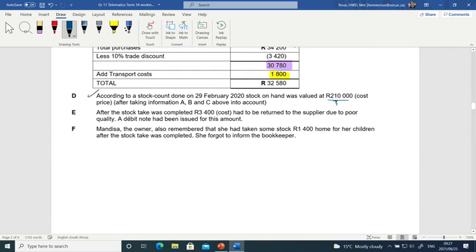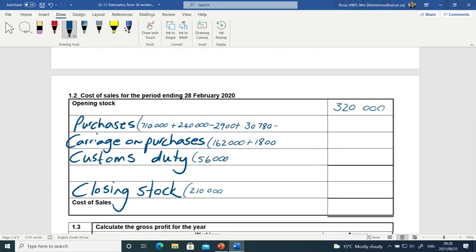Information E says that after the stock date was completed, 3,400 had to be returned to the supplier due to poor quality, and a debit note had been issued for this amount. So we counted the stock 210. After that, we returned stock to a creditor, 3,400. So obviously that 3,400 must be subtracted from the 210 because we don't have it anymore. Plus that 3,400 must be subtracted from purchases because that reflects returns or creditor's allowance. So our purchases will decrease because we returned 3,400, and our closing stock will also decrease because this was done after the stock take.